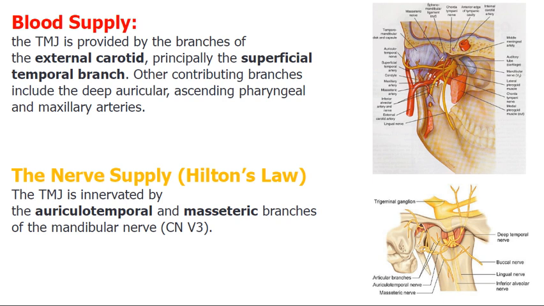Now the nerve supply of the joint comes from the auriculotemporal nerve and the masseteric nerves, which are branches of V3, the third division of the trigeminal nerve, which is named the mandibular nerve, which is motor and sensory: motor to the muscles of mastication, and sensory to the joint, and also motor to the muscles that act on the TM joint, as we mentioned in the previous two slides.